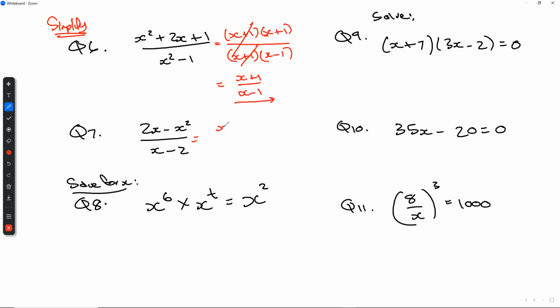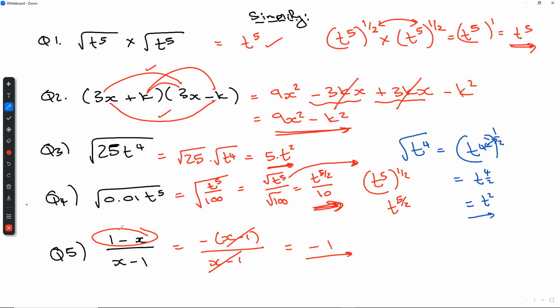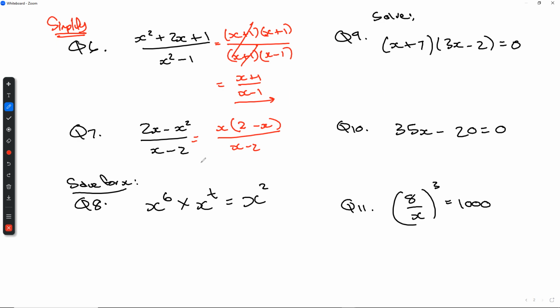Over here, take out a common factor of x. I'm left with 2 minus x over x minus 2. Very similar to the previous example. We remember, once you put a negative, you can swap the terms around. So let's say we go back there and we do that. And we introduce a negative and we swap the bracket around. And so that bracket becomes that, and it cancels out, leaving me with negative x for that.